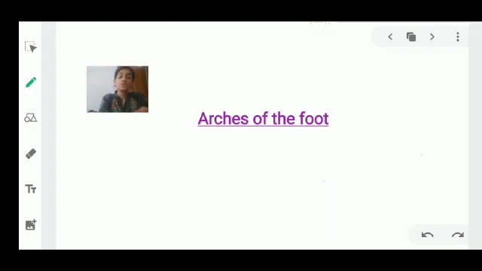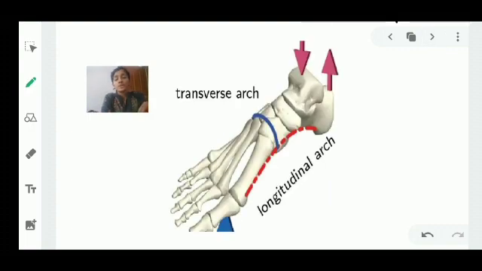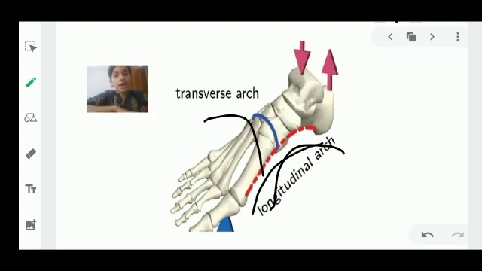Now let's move on to the types of the arches of the foot. There are mainly two types of arches. One, we have a longitudinal arch. One, we have a transverse arch. So the longitudinal arches are further of two types. The one on the medial side is the medial longitudinal arch, and on the lateral side we have the lateral longitudinal arch.